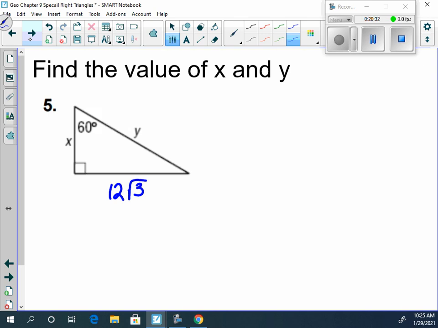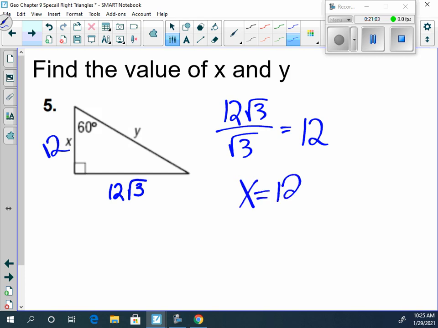So here, we're given the side opposite what? Opposite 60 degrees. So what do we need to do? And we're dividing by the square root of 3 to get to the shortest side, the side opposite 30. Because if I can get to the side opposite 30, it's easy to find the hypotenuse from here. Now what do I need to do to get to the hypotenuse? We need to multiply 12 by 2, which would give us 24.